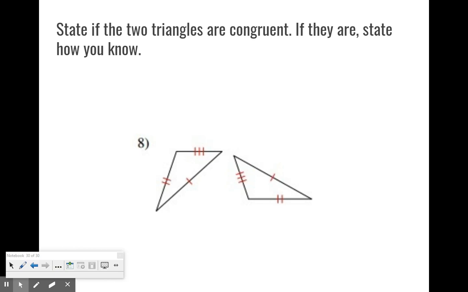All right, this one's real quick. Notice we have all three congruent sides of one triangle and all three of another. So you should have said yes, they are congruent by side, side, side.